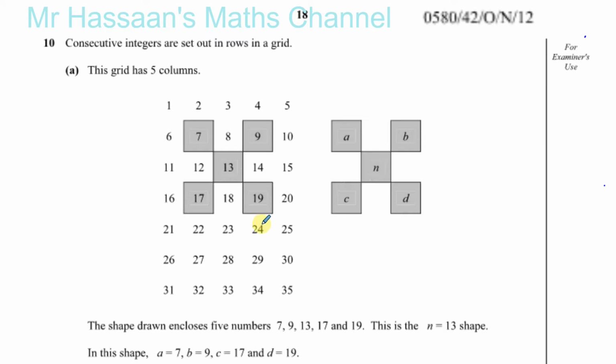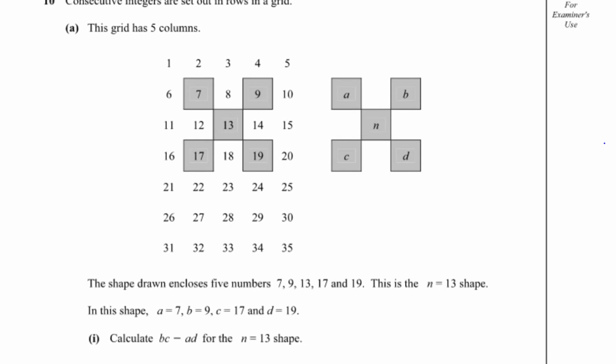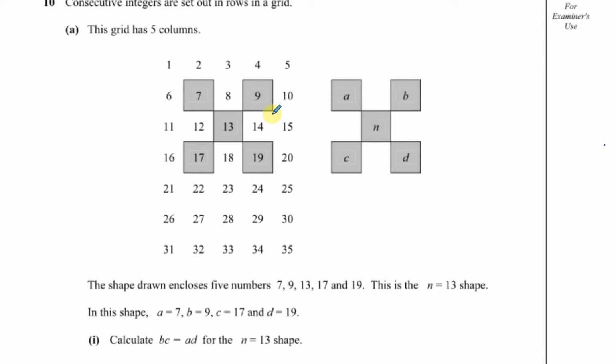This is the n equals 13 shape. That's because n is right in the middle here. In this shape, A is 7, B is 9, C is 17, and D is 19, and of course n is 13. Now, we want to calculate BC minus AD. BC, well, B is 9, so that's going to be 9 times C, which is 17, minus A times D, which is 7 times 19.